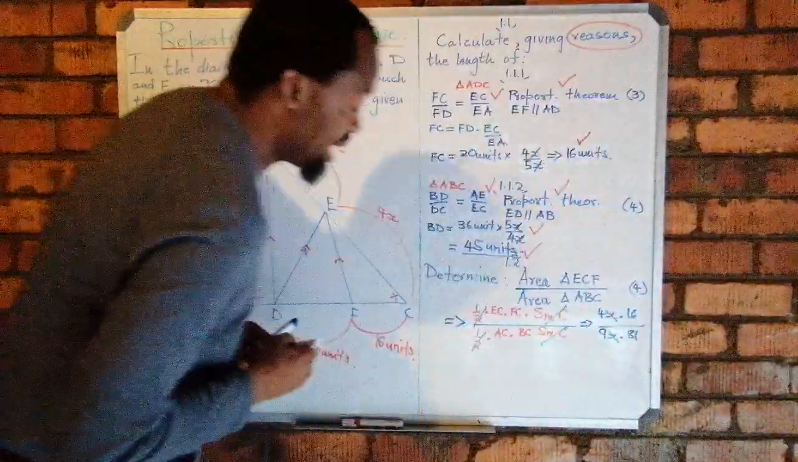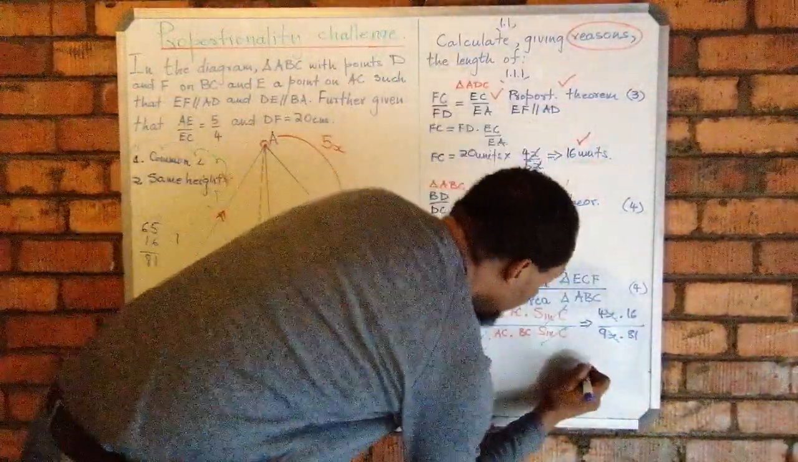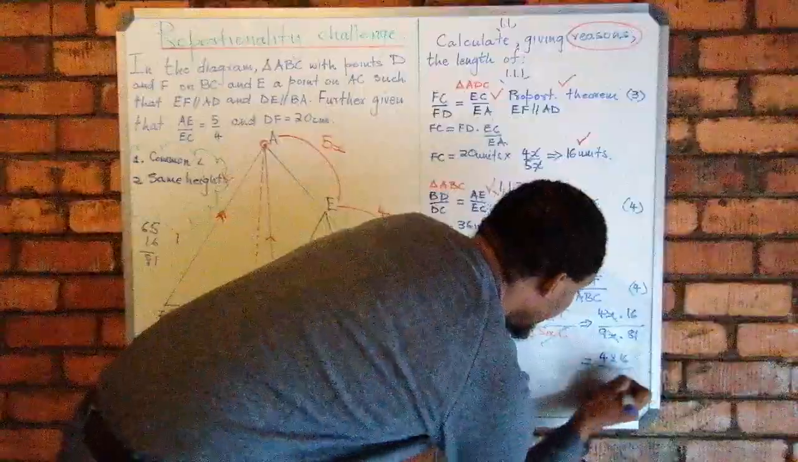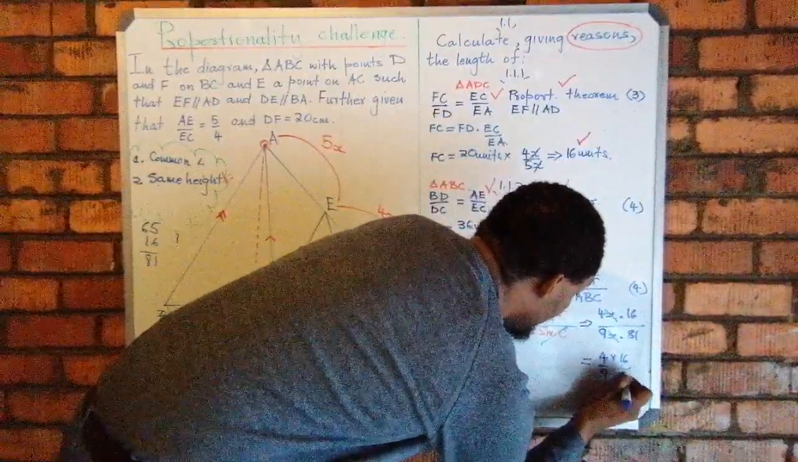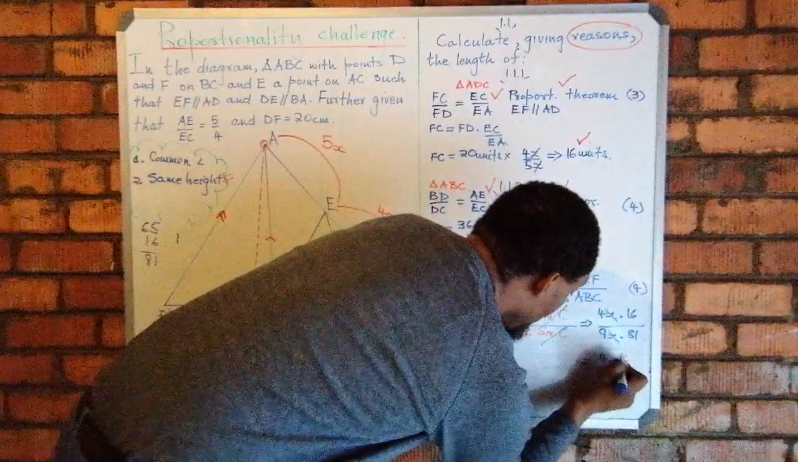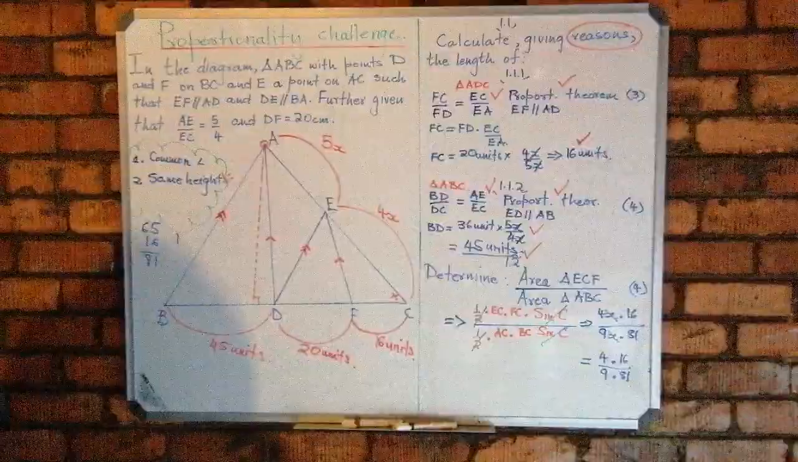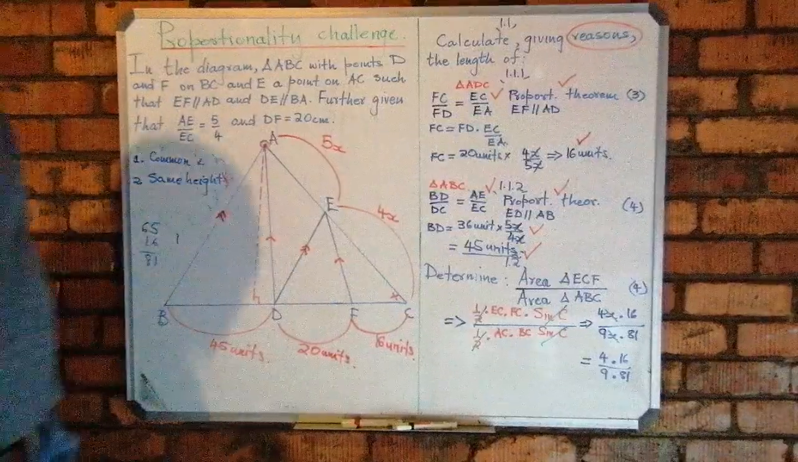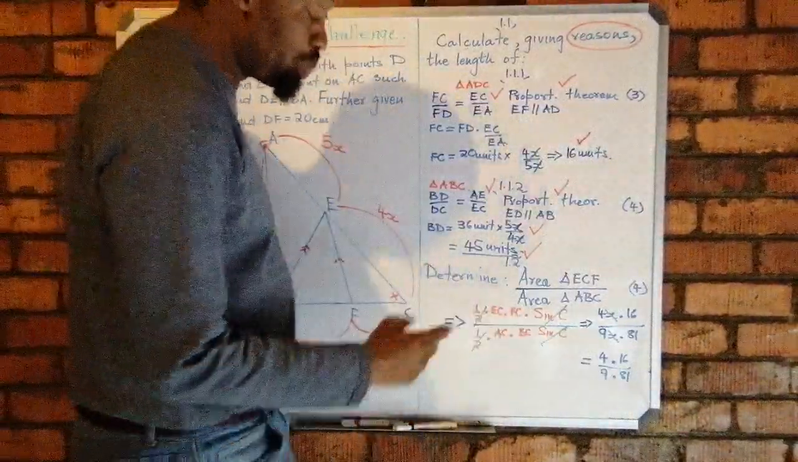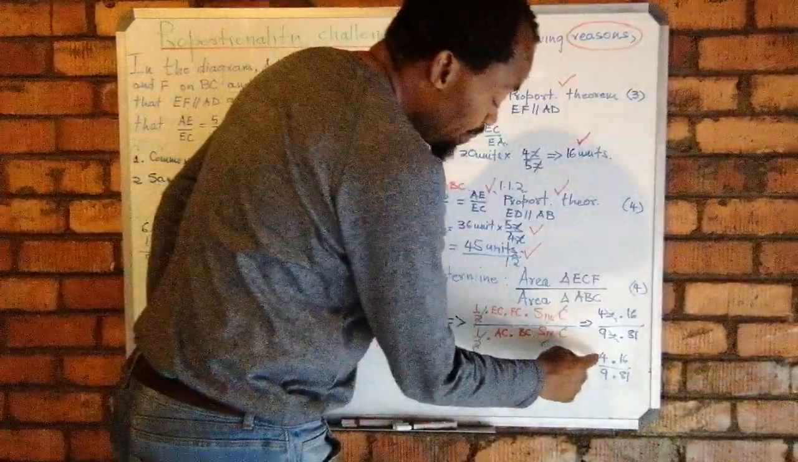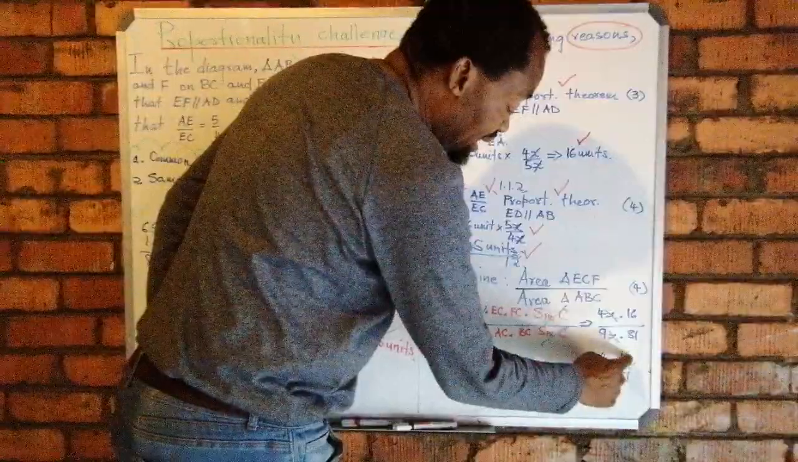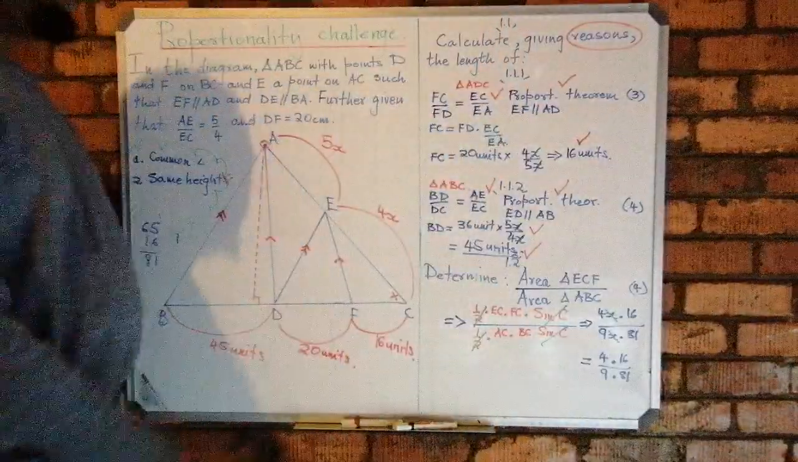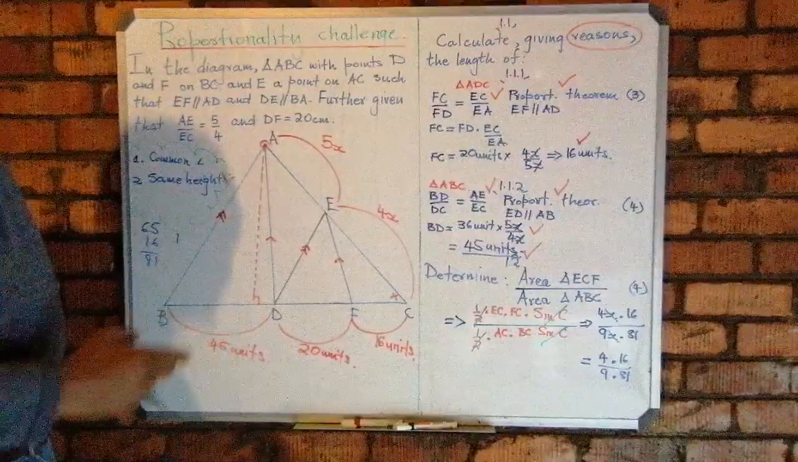x would cancel x. Now, we shall be having 4 multiplied by 16 divided by 9 multiplied by 81. We just simplify that and get our answer. Unfortunately here, I don't have my machine to simplify this, but you are just going to take 4 times 16, you get the answer. 9 times 81, you get the answer. You divide the 2, you get the ratio. That is how we get to the answer.